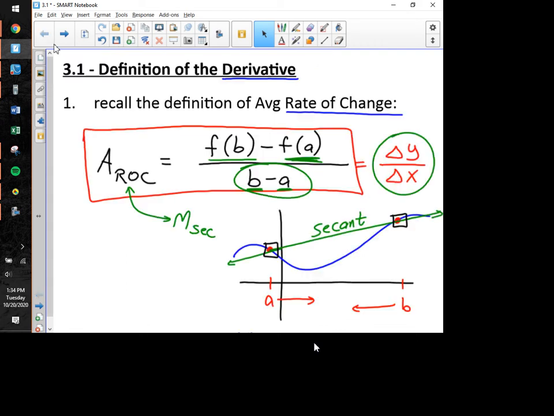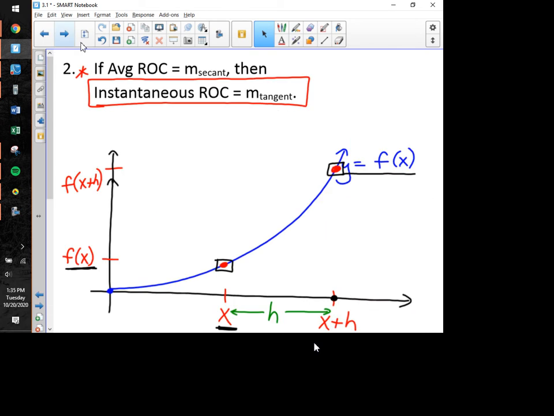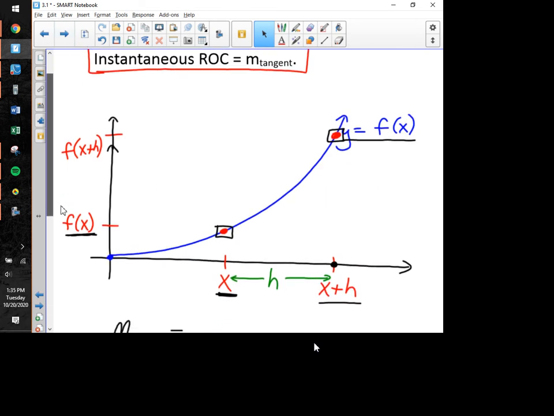Back to this previous formula, we were really using the variables a and b to represent the starting and the ending points. In this case right over here, that a value has now been denoted as x, and that b value has now been denoted as x plus h. And the distance between them is the difference between them. X plus h minus x, and that just gets you h. So this is where we are at right now.